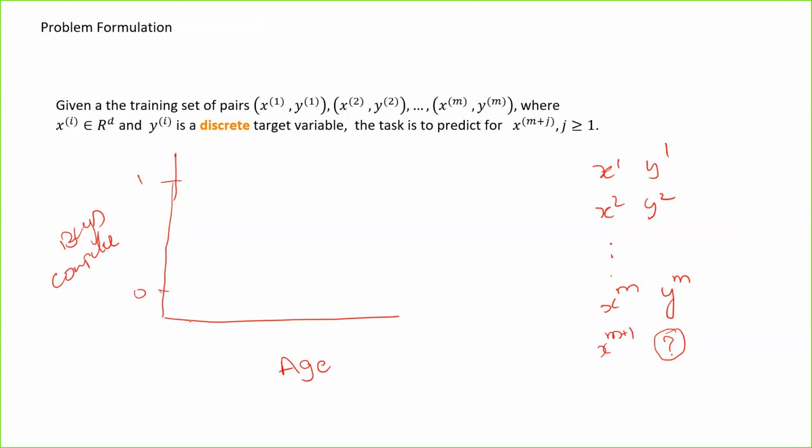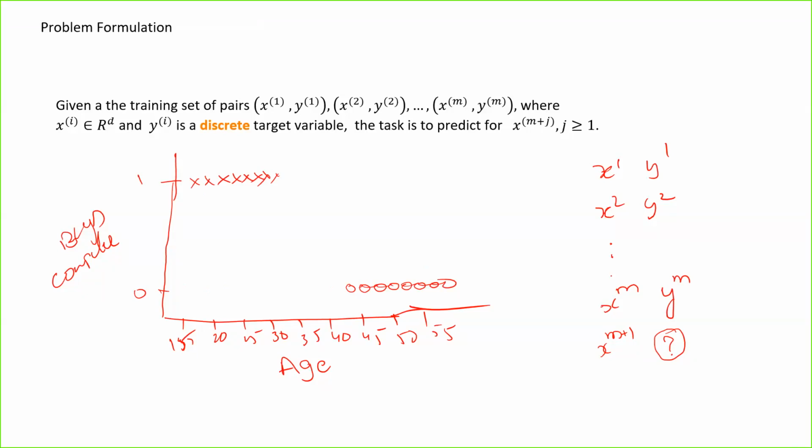Let's say different ages: 15, 20, 25, 30, 35, 40, 45, 50, 55, and so on. Let the data given to us be something like this. All these are the positive instances where the person buys a computer, and all these are the negative instances where the person doesn't buy a computer.